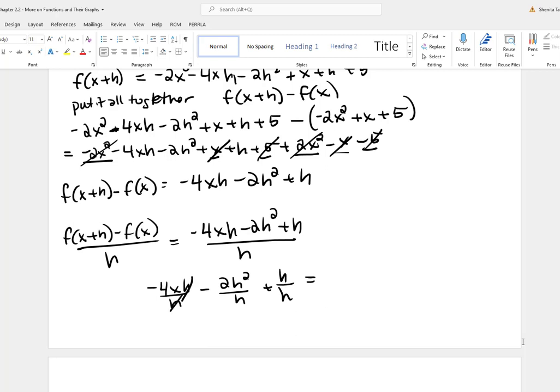So here these h's cancel out. I'm left with -4x. An h would cancel out with an h here. I'm left with minus 2h. These h's cancel out. I'm left with a 1. So this is my final answer: -4x minus 2h plus 1.